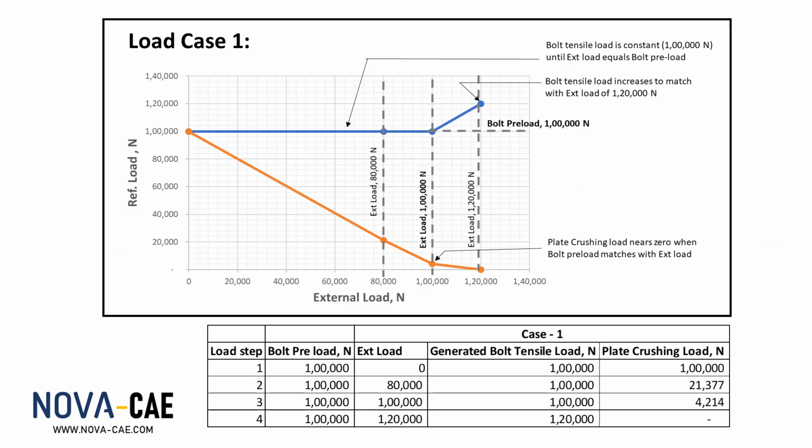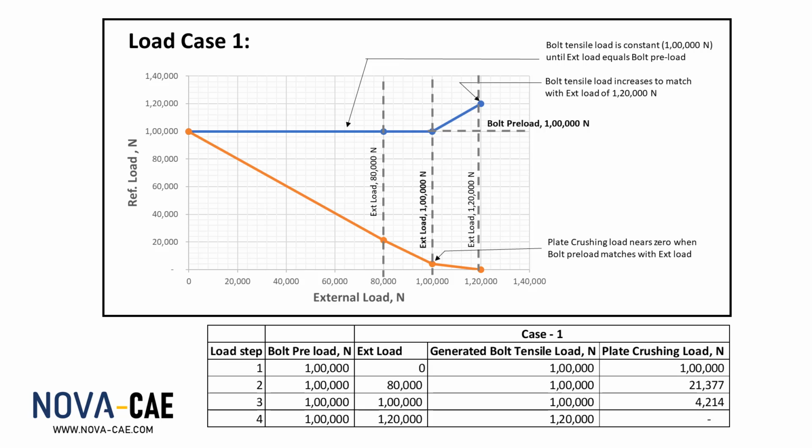For ease of understanding, I have plotted the y-directional reaction forces at both the contact interfaces onto a graph. The x-axis indicates the external load. The y-axis indicates the reaction load. The blue line indicates the tensile load on the bolt. You can observe that the tensile load on the bolt is constant until the external load matches the bolt preload, beyond which the tensile load on the bolt increases.